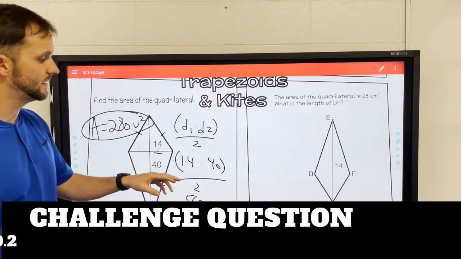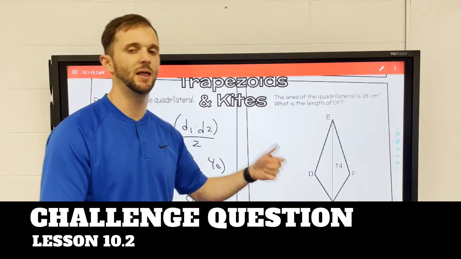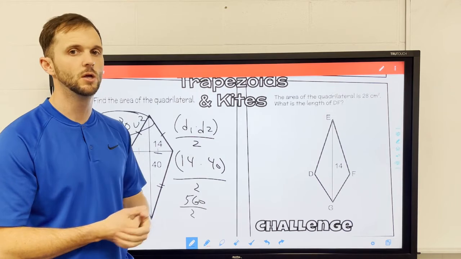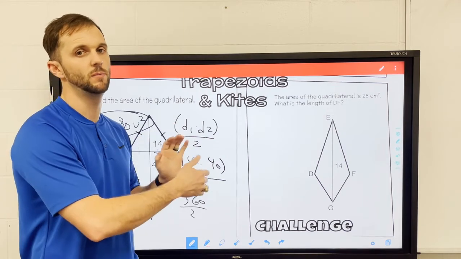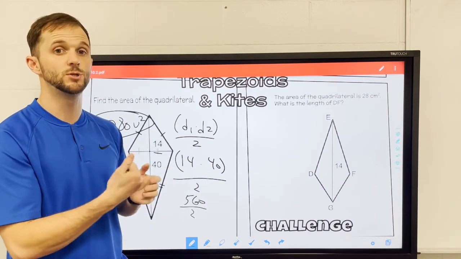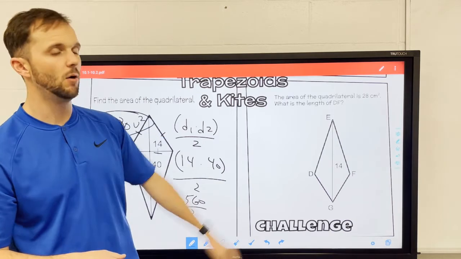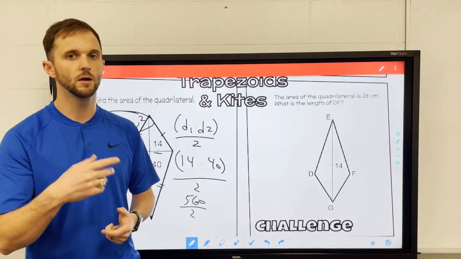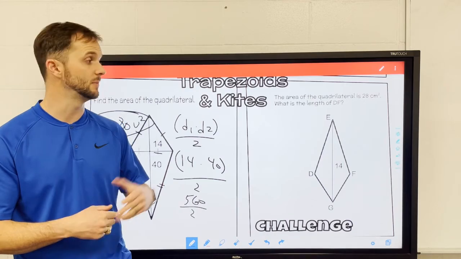All right, and lastly, this is my challenge question. They're kind of like the challenge questions from the previous lesson. We're basically finding the other diagonal. So you would just take the formula, plug in what you know, and then find what you don't know. If you need a little bit of help with this challenge question, come and holler at me. I can help you. Other than that, good luck on your skill check. Good luck on everything else. Let me know.